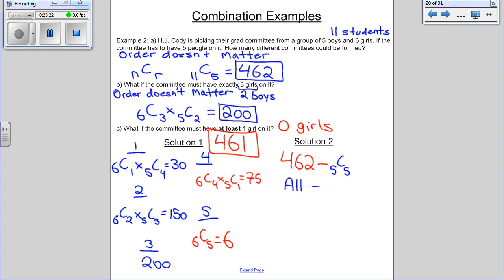Because that will leave you with what you did want: the total possibilities of what you are looking for. If you go 462 minus 5C5, your answer is 461, which is the exact same answer that we had over here when we did it the long way. Understanding complements and utilizing complements is very, very useful. Much faster, especially as questions get bigger.